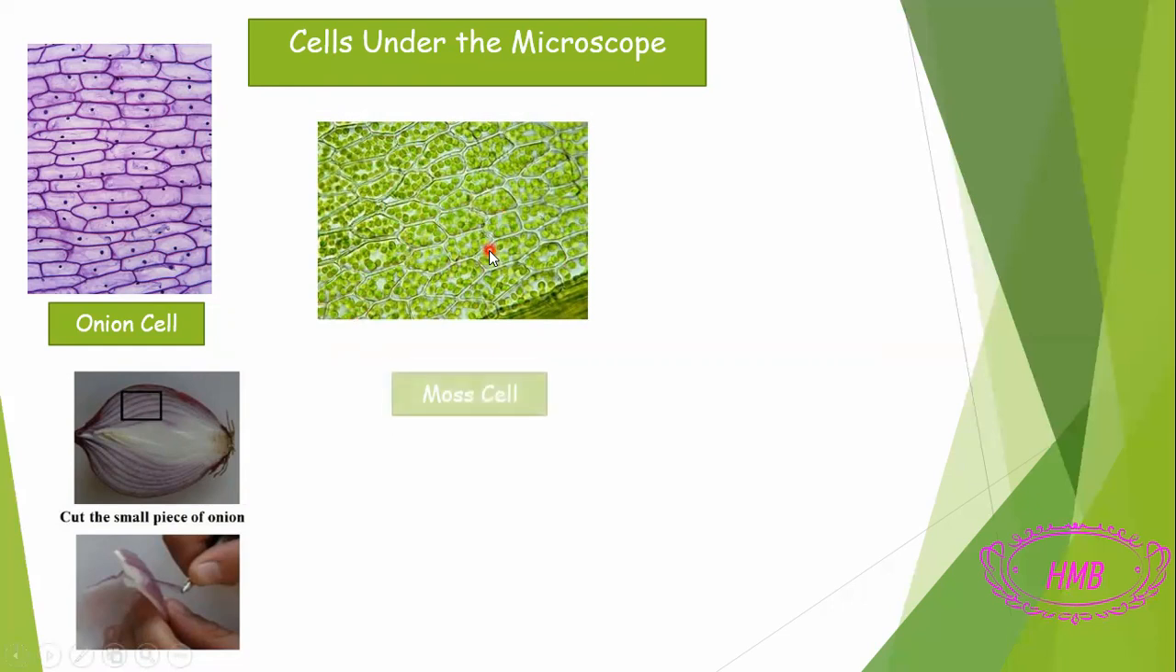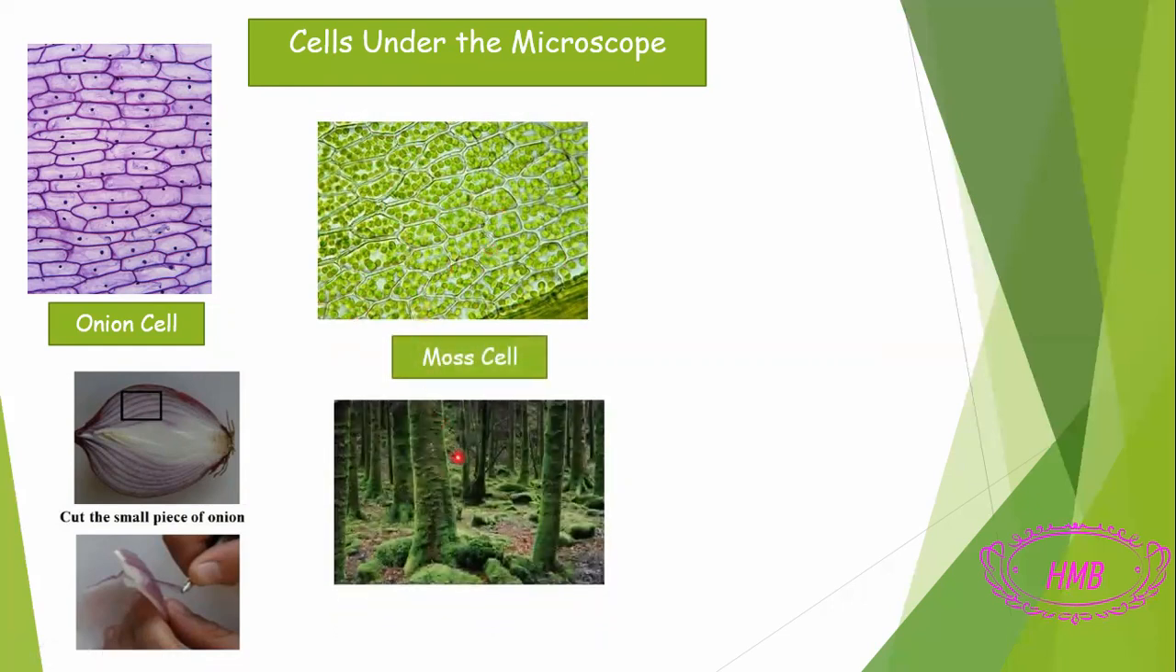The second picture is for another plant, and this plant we call moss. These are the mosses, okay? So they are green plants. If we take a small piece of a moss plant and put it under the microscope, we can see this amazing picture, where these green parts are the chloroplasts, where the plant will make its own food.